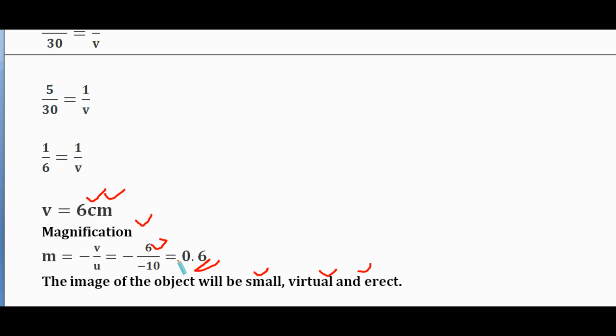Virtual and erect because it is positive. If the magnification is positive, then the image is virtual and erect. If magnification is negative, then it is real and inverted. For less than 1, the image is small. For greater than 1, image is large. For 1, it is equal to the object.